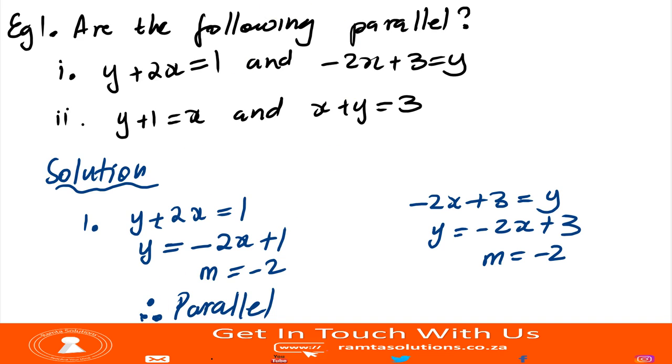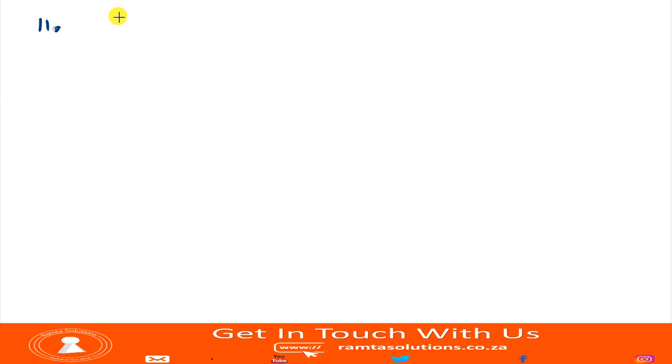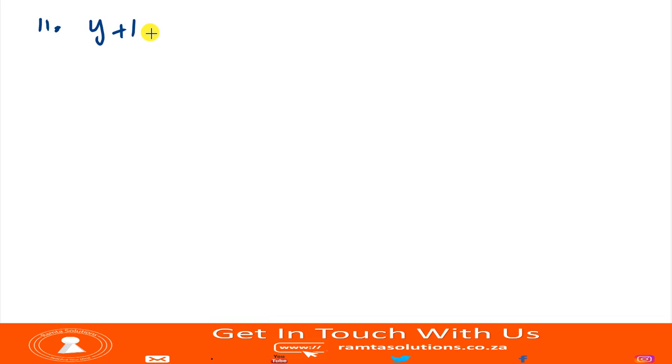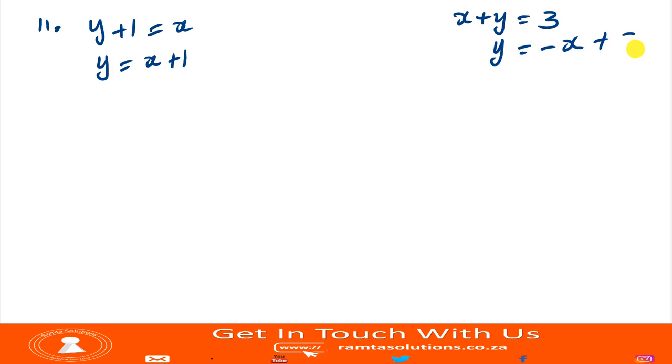Now let's check number 2. It was y plus 1 equals x, which is y equals x plus 1. And we also had x plus y equals 3, which is similar to y equals negative x plus 3. What is the gradient here? Here the gradient, which is the coefficient of x, is 1. What is the gradient here? The coefficient of x is negative 1.